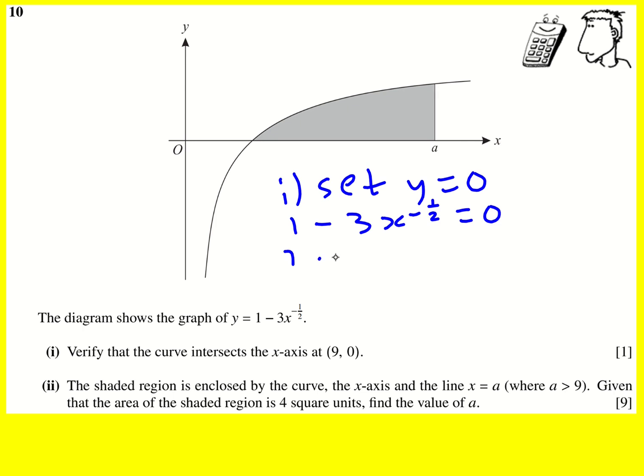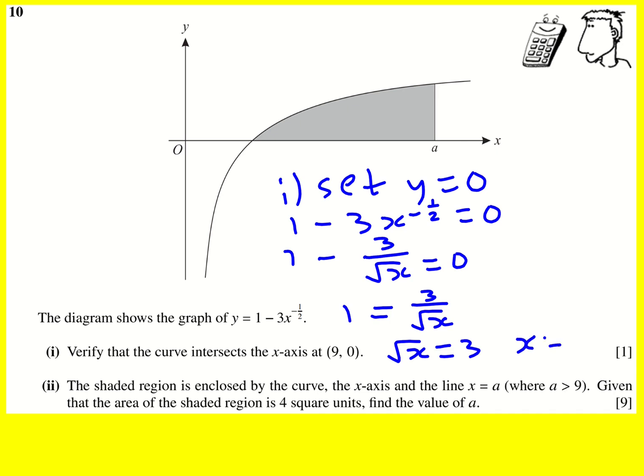Another way of writing that is 1 minus 3 divided by the square root of x equals 0, which we can rewrite as 1 equals 3 over root x. Times through by root x. It must be that root x equals 3, and therefore x equals 9. And what we've just shown is that this here is 9.